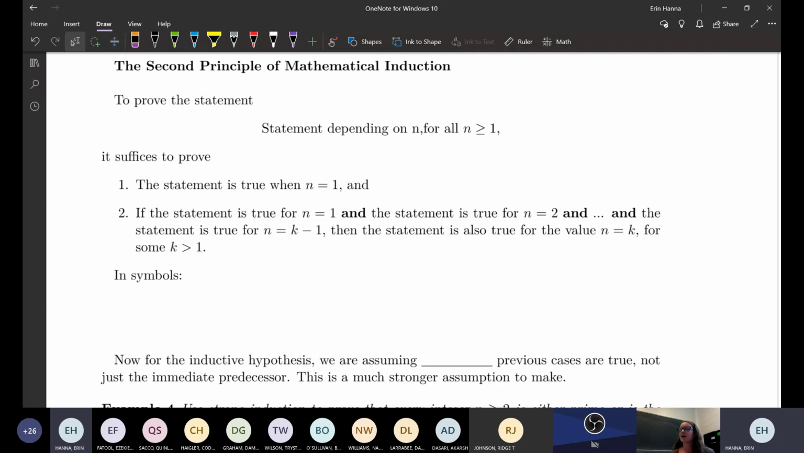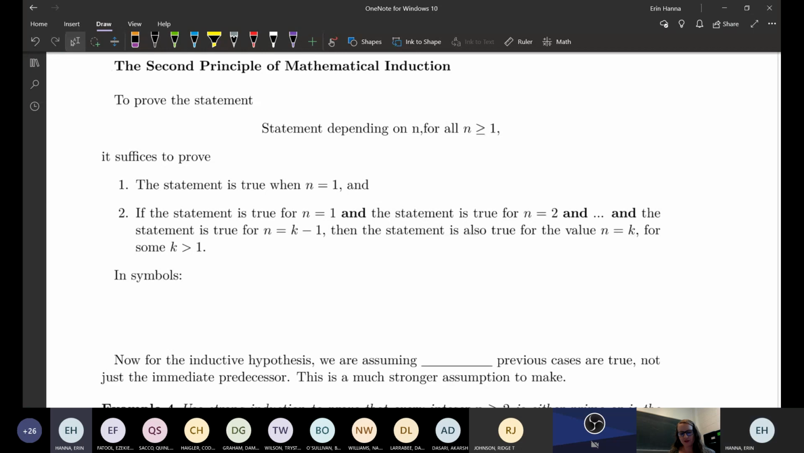The difference here is that in the induction we were already doing, we were just saying assume it's true for k minus 1. We weren't assuming anything for anything less than k minus 1. But here we're essentially going to say assume it's true for all of the cases between 1 and k minus 1. Assume that all of those are already true. So we're not just assuming one thing is true, we're assuming a bunch of things are true. And then we can use that stronger inductive hypothesis to prove the step that we need to prove.